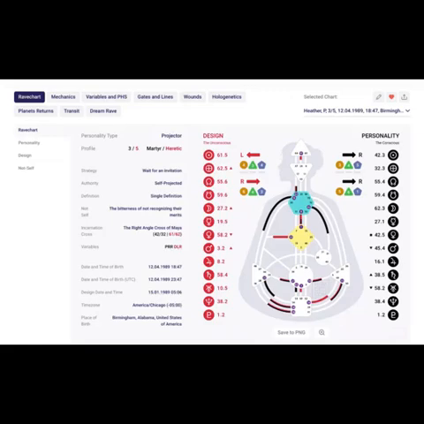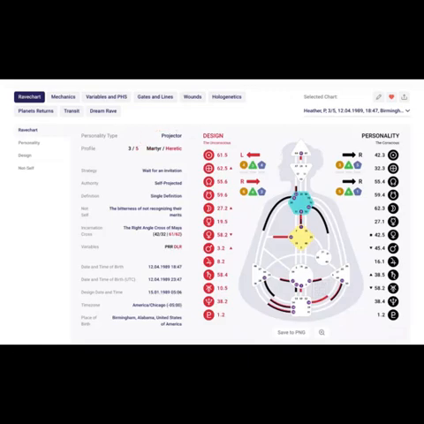Each of these types has a different way of showing up in the world, a different strategy for making decisions, a different authority for determining who they are. It goes very, very deep into each of these personality types. I am a projector, and so we find that here.